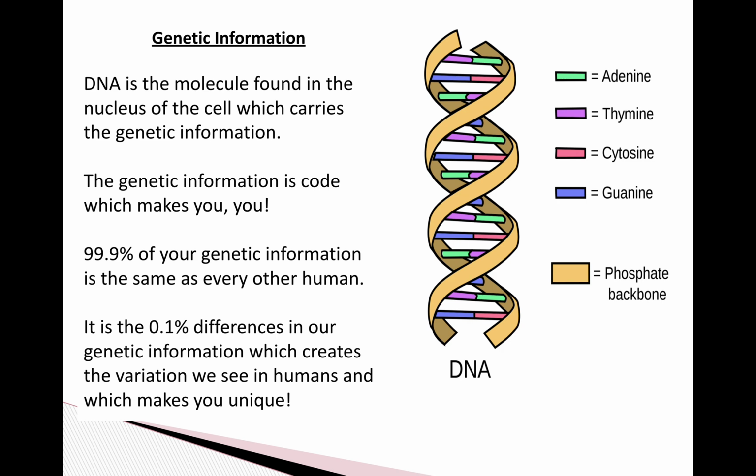99.9%, so almost all of your genetic information, is the same as every other human. The tiny 0.1% differences in our genetic information is what creates the variation. That's the differences that we see in humans, and that's why you're unique.